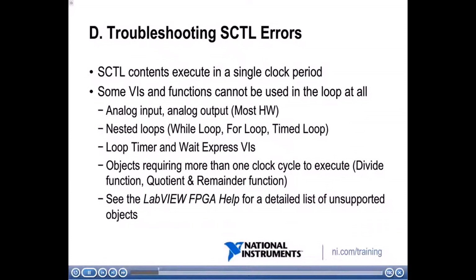So you can put a for loop in a single cycle time loop if the for loop contains numeric, Boolean, or comparison operations and uses only auto-indexed tunnels. However, objects that generate or contain state, such as shift registers, feedback nodes, or VI calls, are not allowed in for loops within a single cycle time loop. So if you want a more detailed list of unsupported objects, you can go to the LabVIEW FPGA help and find a list of those there.